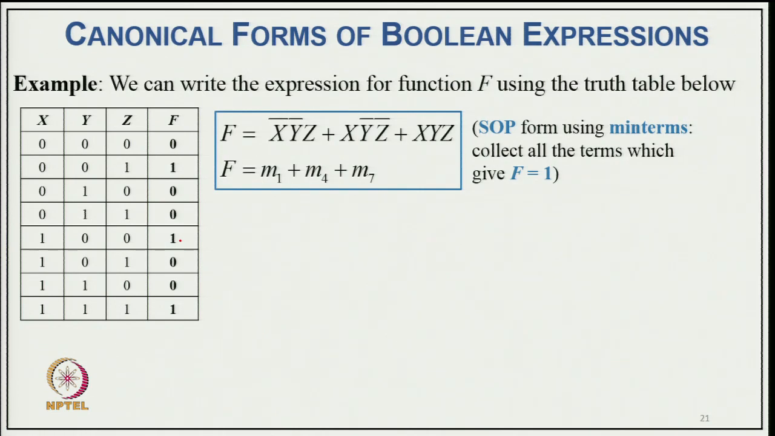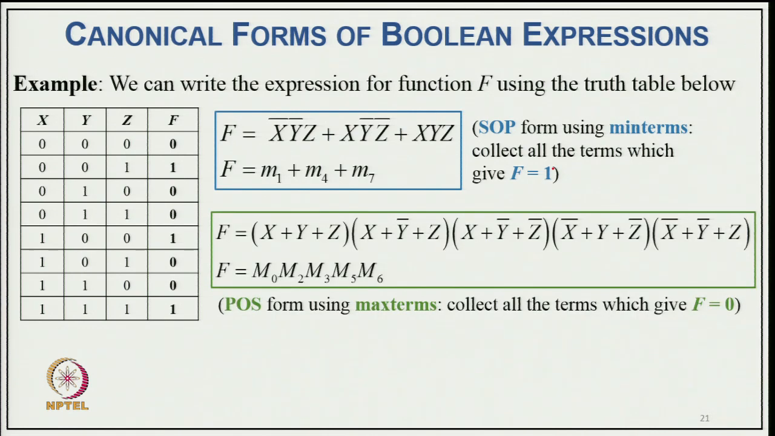So, f starting from the first: x bar y bar z, corresponding to this row, plus the second row, that is x y bar z bar, corresponding to the third, and the third one is x y z. This we can call f equal to m1 plus m4 plus m7, corresponding to the locations as we consider the decimal. So, for this truth table, taking all the 1s, we call it the min term expression for the function.